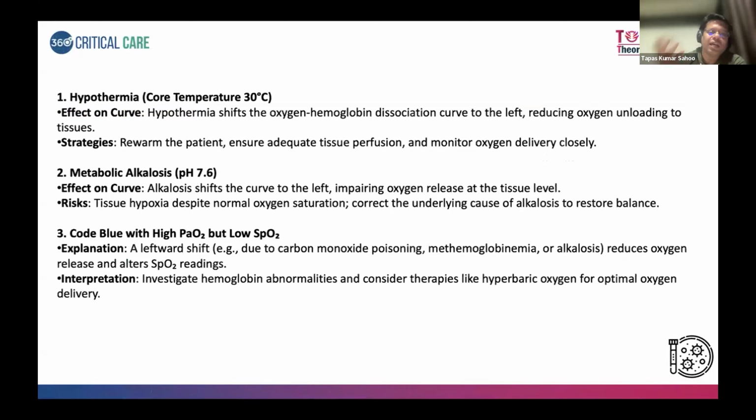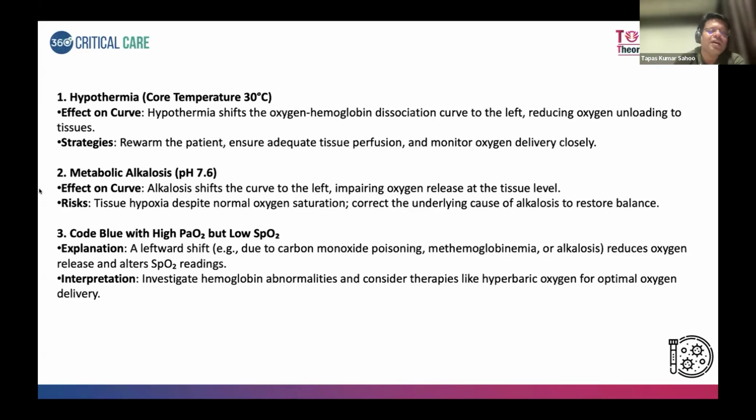The second one would be again the same: the effect on the curve is shifting the curve to the left, impairing oxygen release at the tissue level. And what will be the risk? Despite your normal oxygen saturation, you will continuously have tissue hypoxia. So you have to correct the underlying cause of the alkalosis to restore the balance.